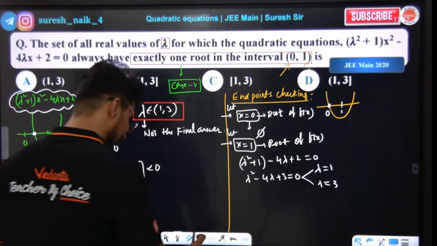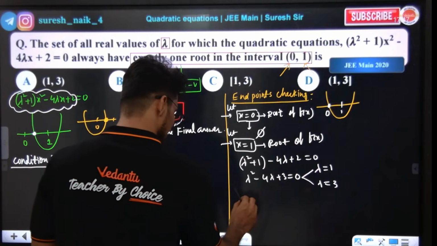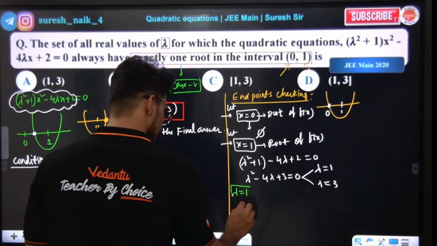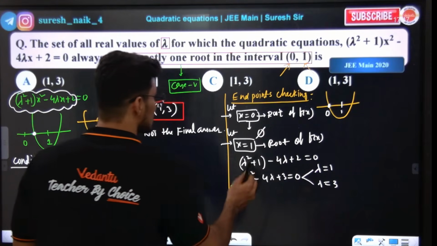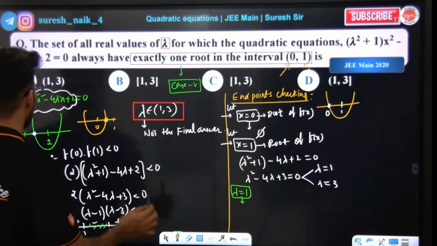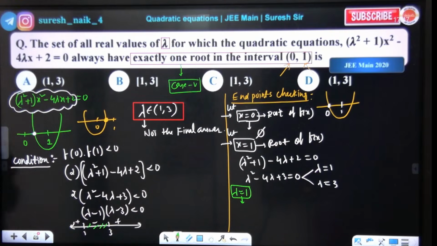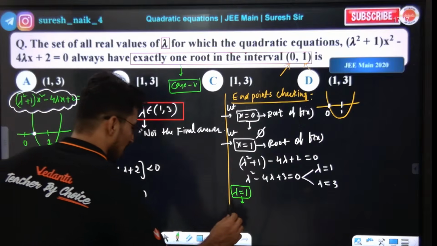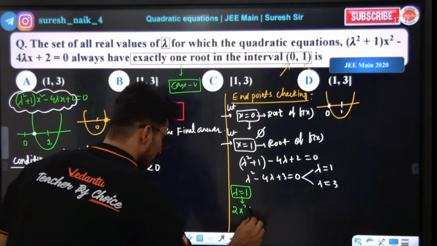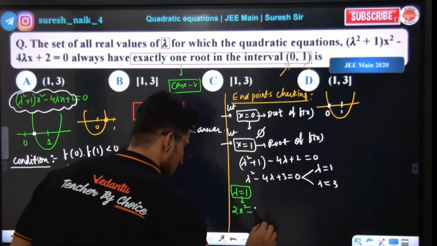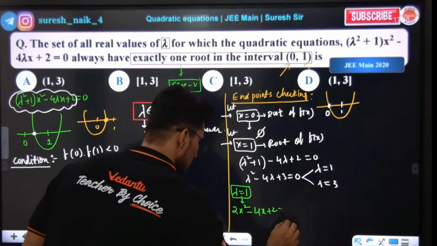Okay. Now again I have to check. Lambda is equal to 1. Substitute and check whether you get any roots between 0 and 1 or not. Put lambda value 1, what am I getting? Tell me. Lambda value 1, you are going to get 2x square minus 4x plus 2 is equal to 0.